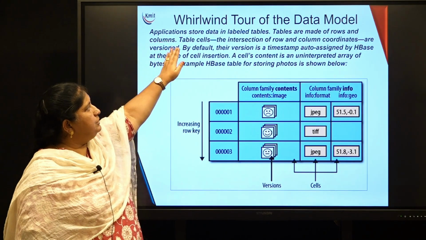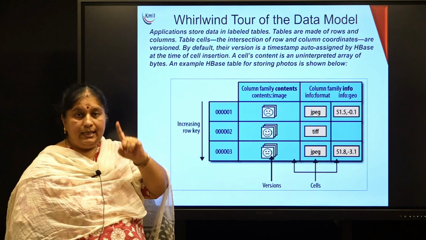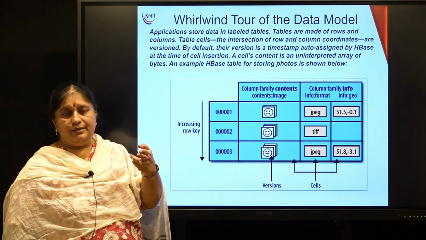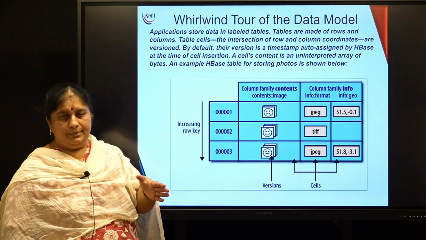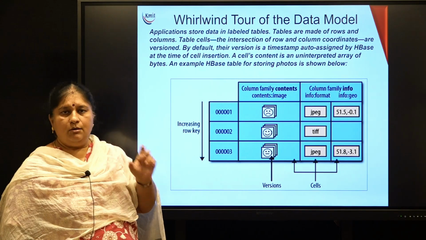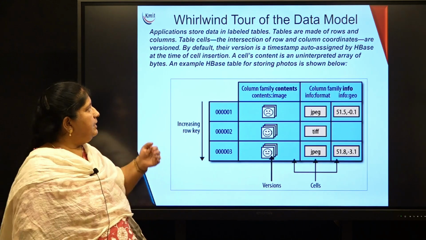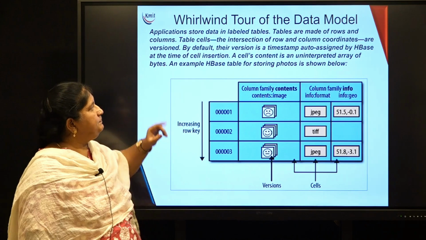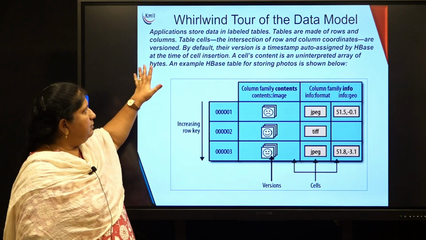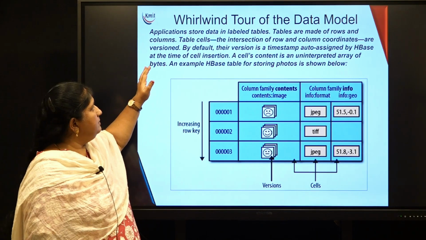Applications store the data in labeled tables. One more difference compared to RDBMS: RDBMS goes for a table, the table has a name, and columns have names. Here we are going for labeled tables. I will show you with this example. Tables are made of rows and columns. This is a similarity with RDBMS.